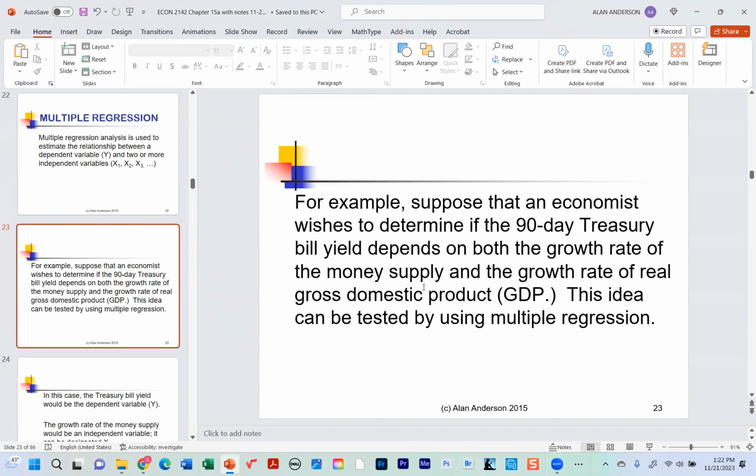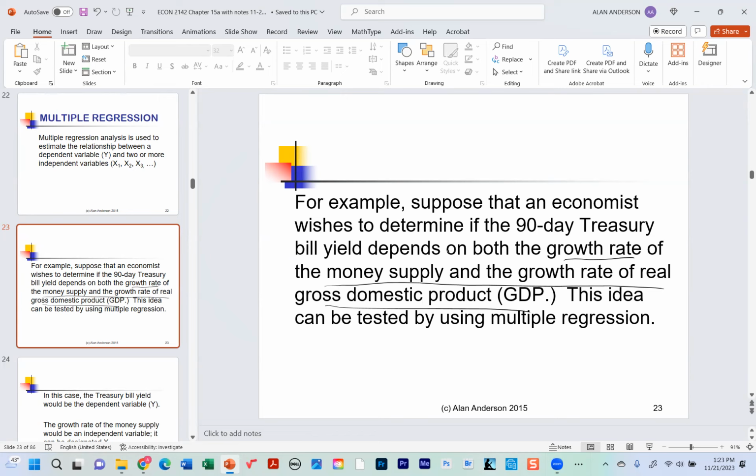When the economy is booming, we tend to see relatively high interest rates. When the economy is slowing down, we tend to see lower interest rates. So we want to know how much the Treasury bill yields are affected by the growth rate of the money supply and the growth rate of real GDP, which is basically the size of the entire economy, or the dollar value of how much output has been produced in the past year.